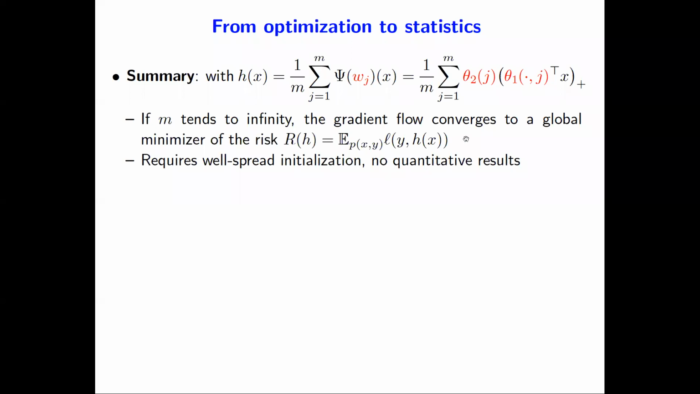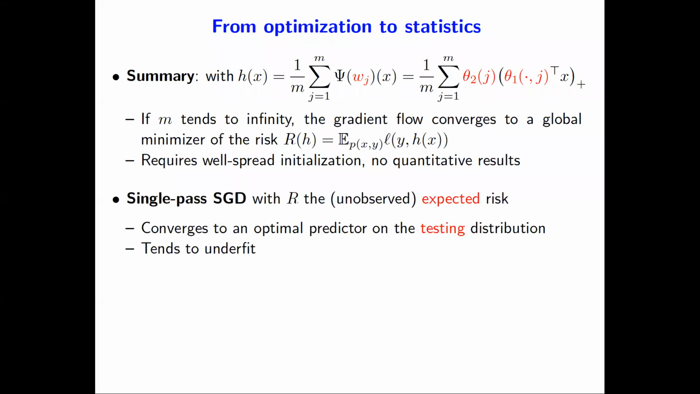The risk has to be convex. Again, there are no quantitative results, and we need a well-spread initialization, like uniform in all directions. As I've mentioned, you can imagine applying the gradient flow to the single pass SGD. If you let the step size go to 0, single pass SGD will converge to the gradient flow, of course with many other assumptions, but this is to me the gist that you should remember. And you end up converging to the minimizer of the expected risk.